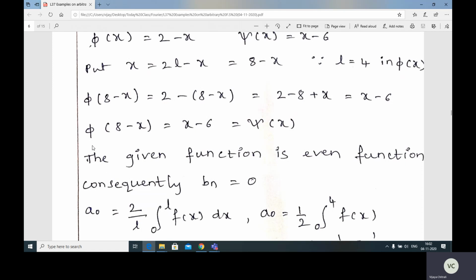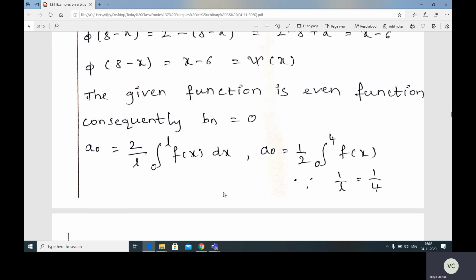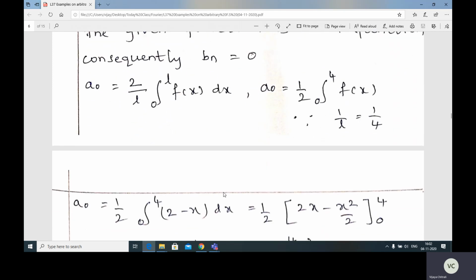So you observe here φ(8 − x) is x − 6, and x − 6 is nothing but ψ(x), which means the given function is an even function. Consequently bn = 0. We need to find a0 and an.